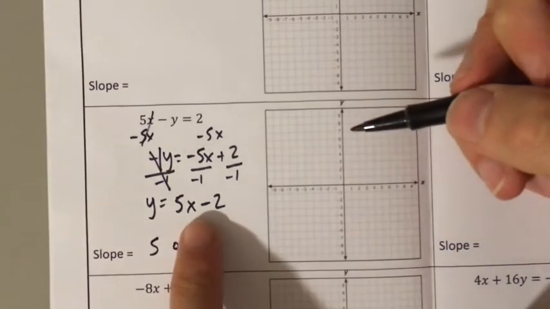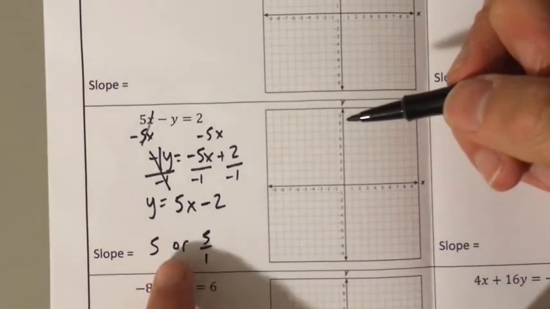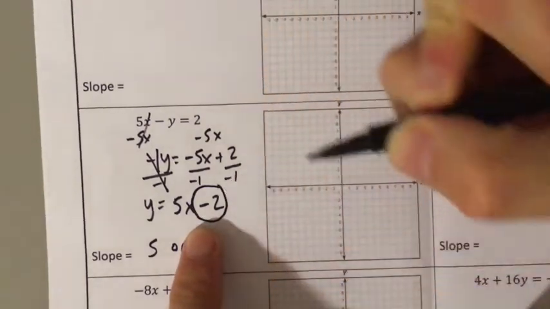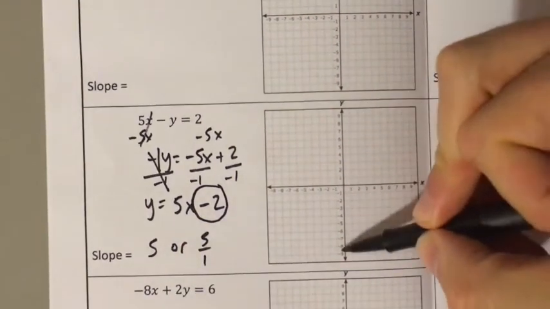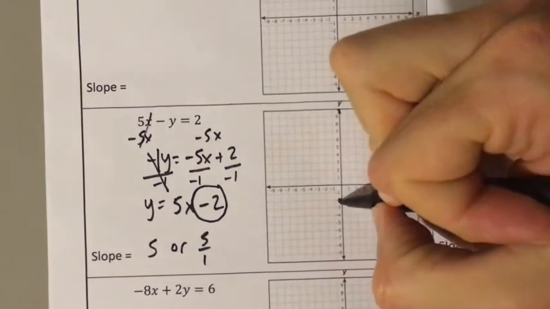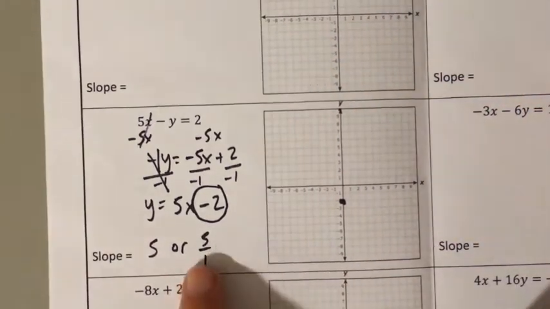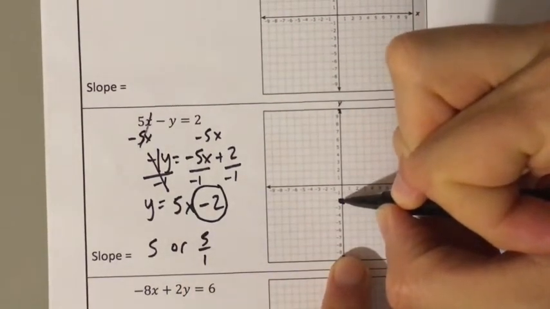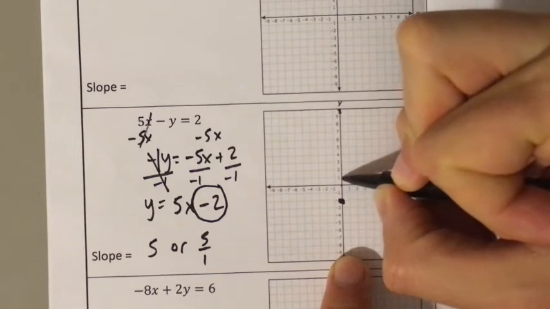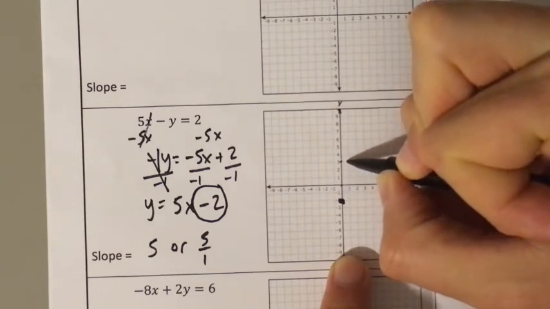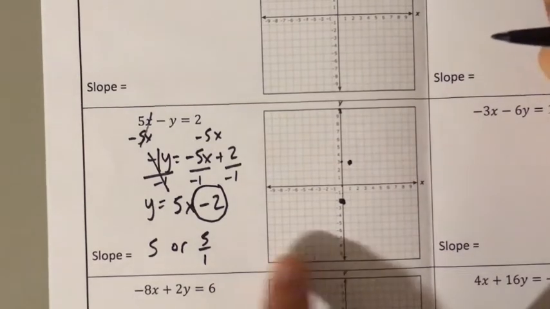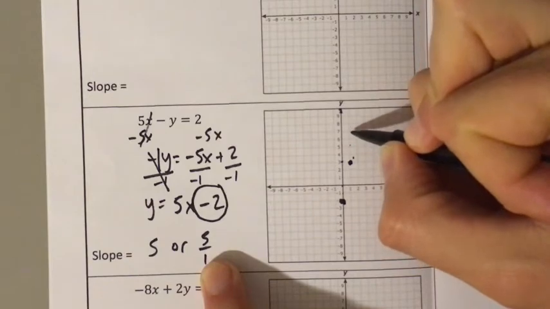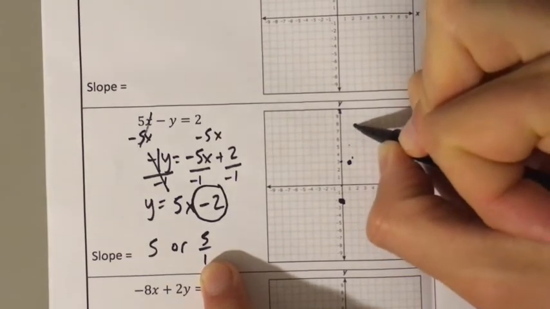And then what we can do with this is actually graph. So that 5x, that's our slope. This negative 2 is our y-intercept. So on that y line, I can go and mark the negative 2, and then I can use that 5 over 1 to graph. So I can move from the dot. I go up 1, 2, 3, 4, 5, over 1. So rise 5, run 1. 1, 2, 3, 4, 5, run 1.